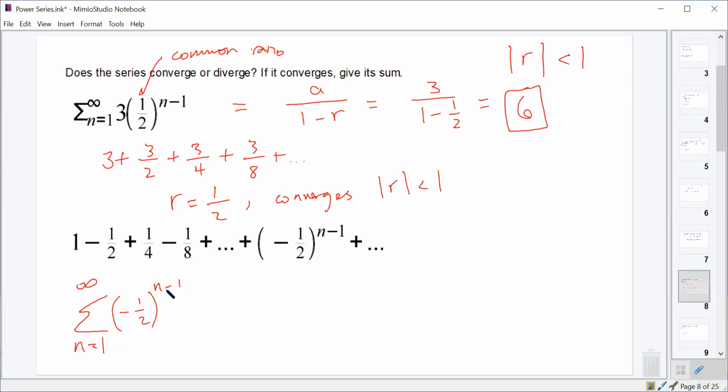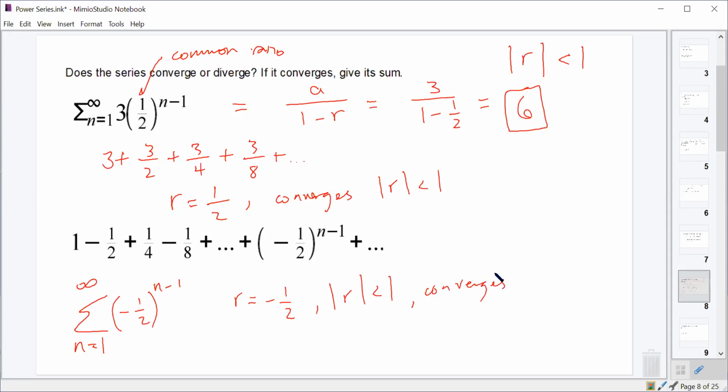And we go to the second power, that's negative a half to the first, which would be negative a half. Then we'll have negative a half to the second, which is positive 1/4, and so on. So this is what our series looks like. Our R value is negative 1/2. That's our common ratio. The absolute value of R is less than 1, which tells us that this converges.